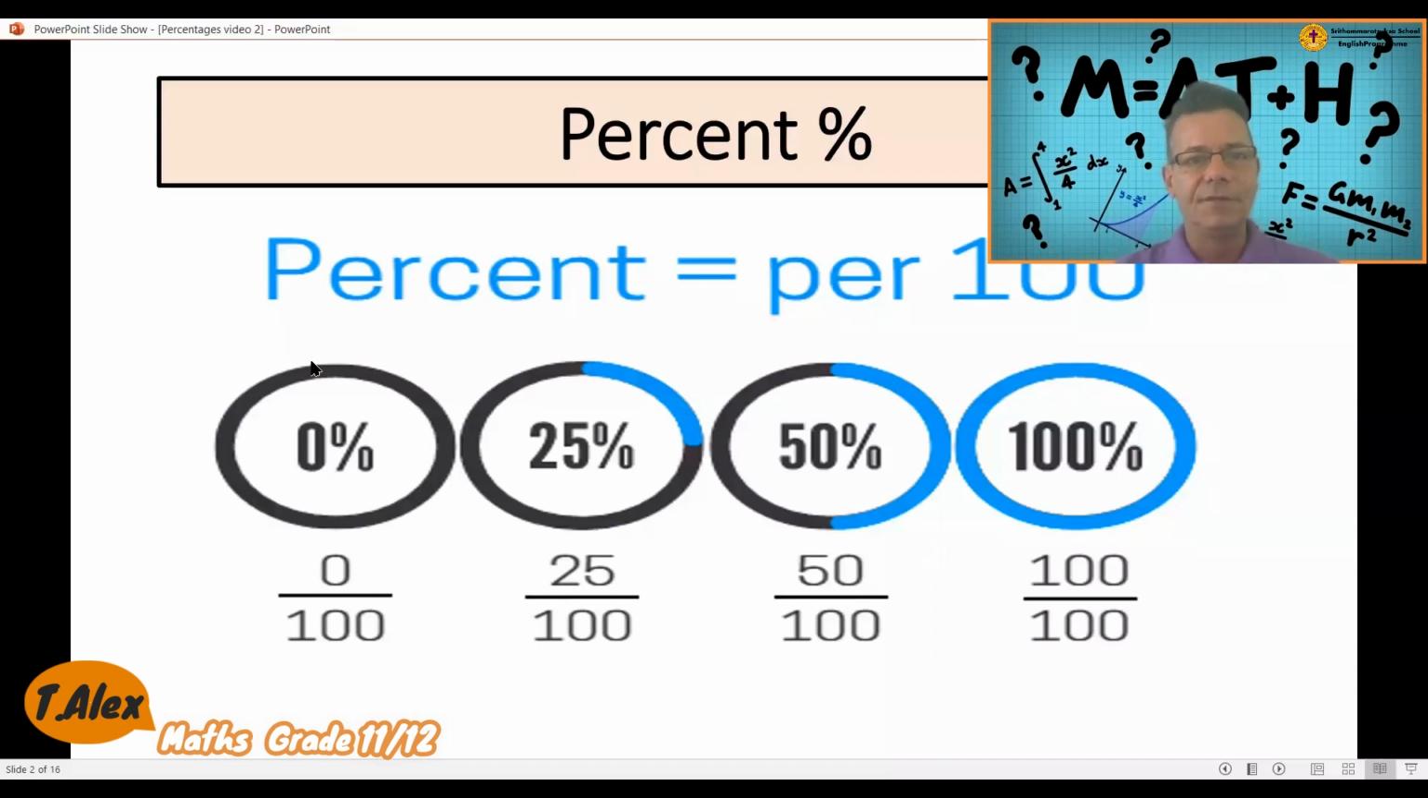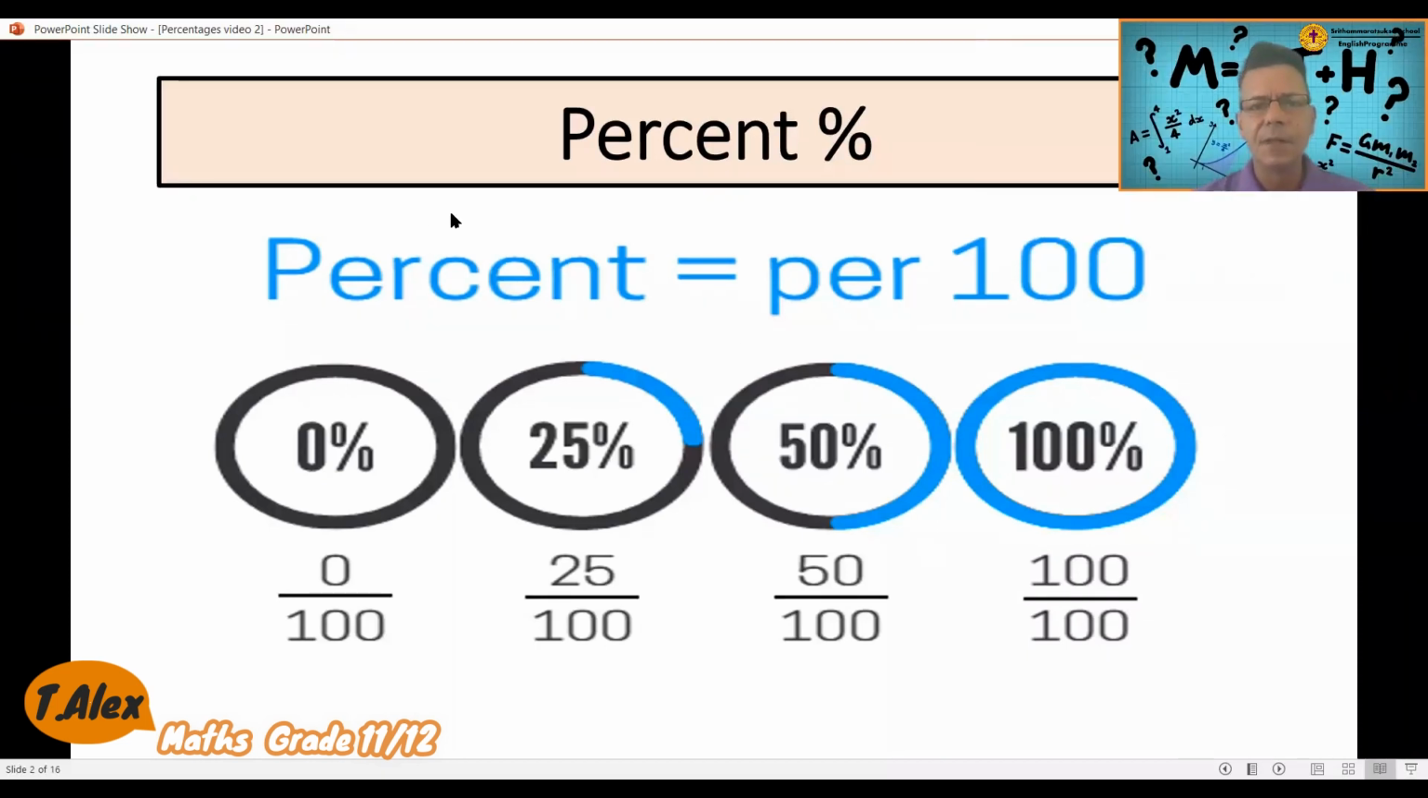So, here is the first slide, percent. One thing I want you to understand is this word cent means 100. It is Latin. So per cent means per 100 or out of 100. You can see here how we express a fraction as a percent. 0, 25, 50, and 100. Quite easy, I think.